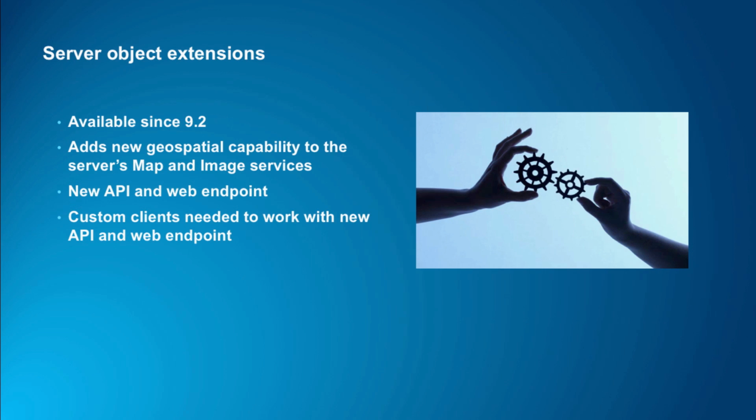Server object extensions are the next extensibility points in ArcGIS, and they've been available since 9.2. Now, server object extensions add new geospatial capability to the system, something that ArcGIS does not have out of the box, or something that's not available to suit your needs. And when you are writing server object extensions, you are basically building new APIs or new endpoints, as we will see. And you need to build custom tools or applications to consume this new API that you are building.